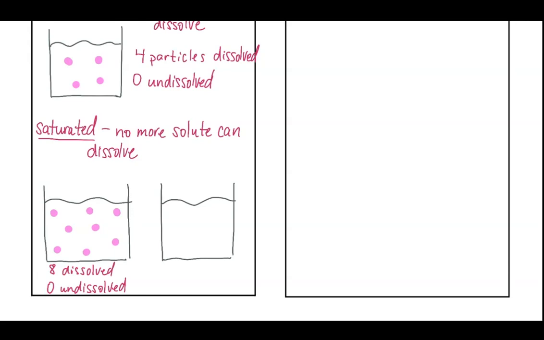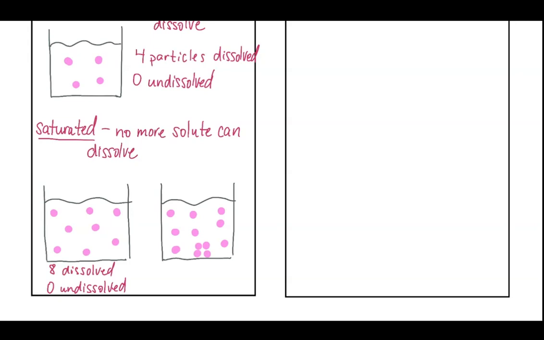Okay. Now, because my saturation point is 8, I know I can't dissolve any more than 8 particles. So if I add, let's say, 12 total particles in my second beaker, I know that I can only dissolve 8 of them. So there's 3, 4, 5, 6, 7, 8. And let's say those remaining 4 I'm going to put together as undissolved.